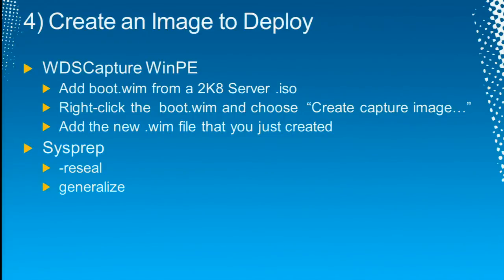Number 4, creating an image to deploy. I've run into this myself. So you get a machine up and running. You've got Windows 7, 32 or 64-bit, whatever you choose on it. You've got all your applications. And then you want to create an image of this machine. Well, we have to sysprep it and shut it down.